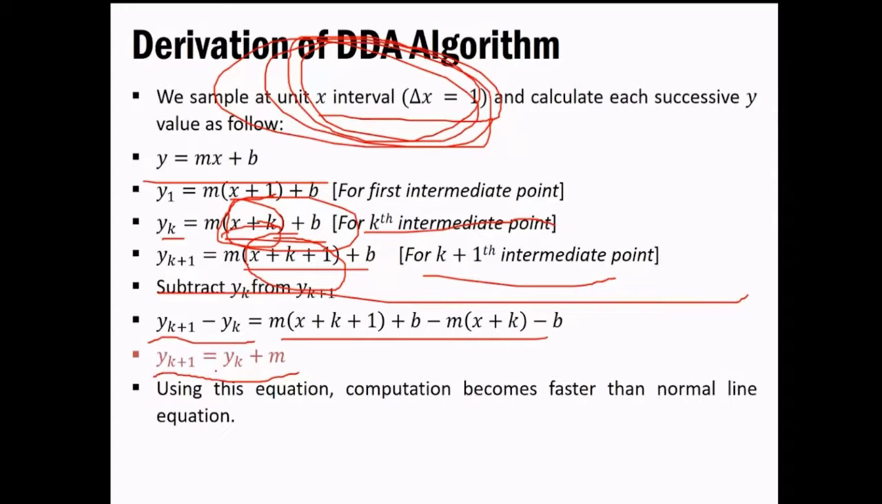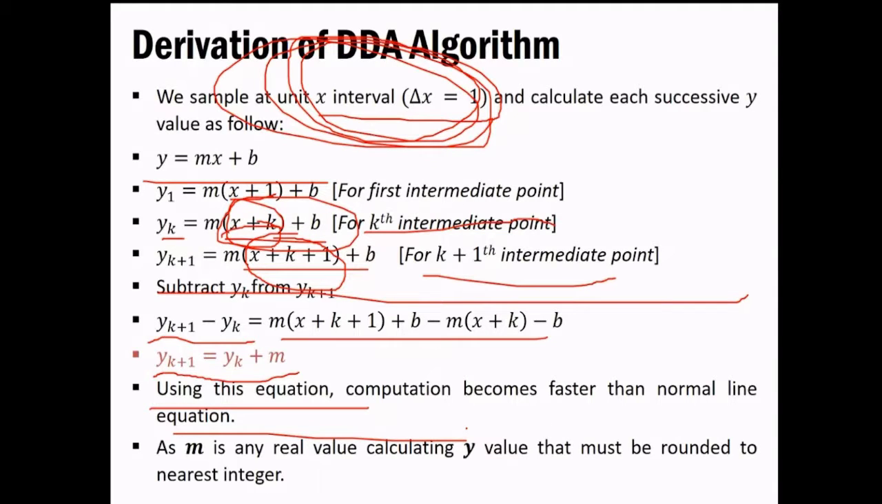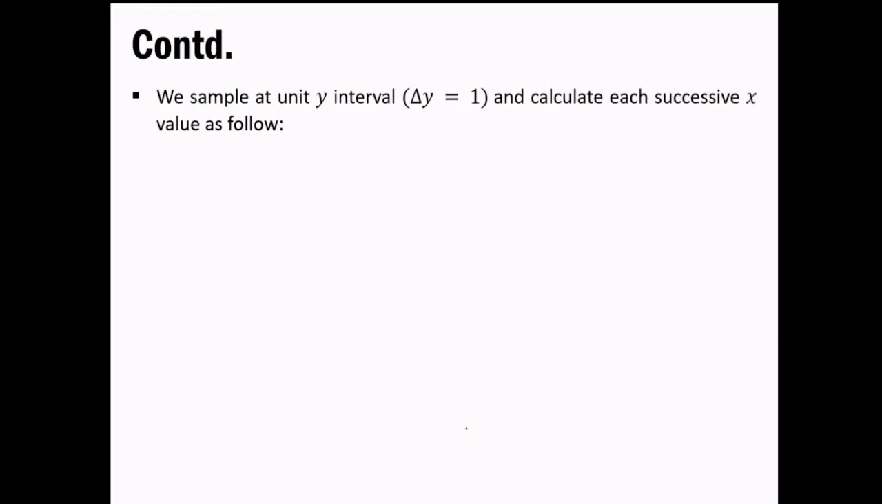Using this equation, computation is faster than the normal line equation. That's why we are studying this DDA algorithm. m is any real value, and the calculated y value must be rounded to the nearest integer. If you are getting some value like 3.5, you have to round it to the next value, that is 4. If 4.5 is there, you round it up to 5, and if 5.5 is there, you round it up to 6.